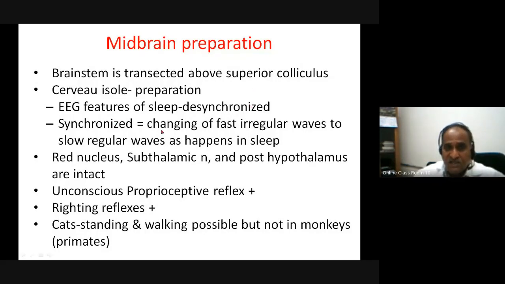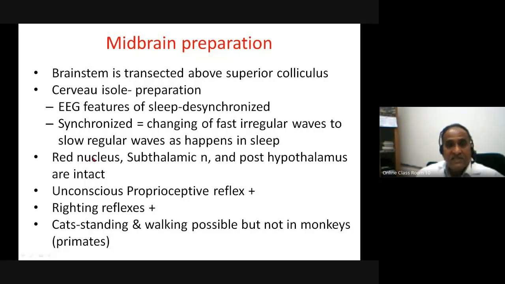What is synchronization? Synchronization is changing fast irregular waves to slow regular waves, as happens in sleep. As we go into deep sleep, the waves become slower and slower. This is synchronized. So now when you cut the midbrain preparation, these are not synchronized, they are desynchronized. That means there is no slowing of the waves in the EEG; they are all fast.